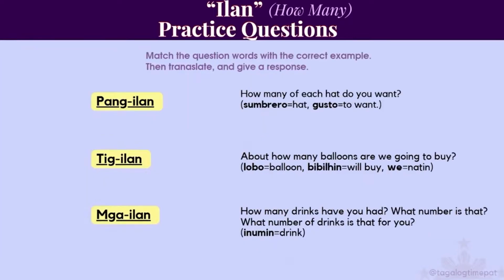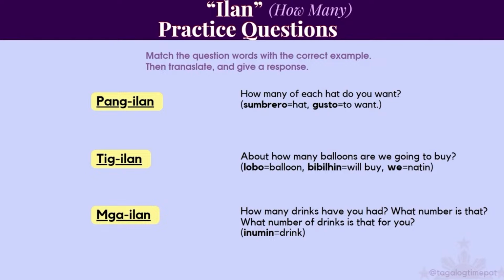This one is a fun practice. So I want us to match the question words with the correct example. Then we're going to translate and then give a response. So on the left side are the different question words. Pang ilan, tig ilan, mga ilan. On the right side are some example questions. How many of each hat do you want? About how many balloons are we going to buy? How many drinks have you had? Like, what number is that? Or what number of drinks is that for you? So we have to match what question word would go with that question, and then we will translate. So go ahead and do that. Pause the video and see if you can match and then translate and give a response.